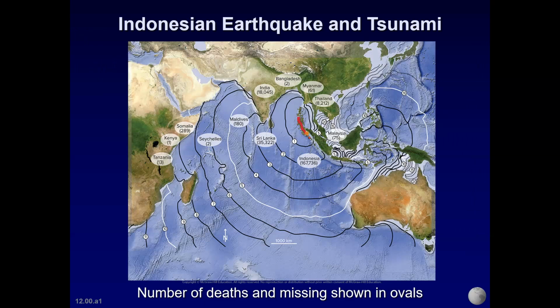Starting off with the Indonesian earthquake and tsunami. This was December 26, 2004. It was the strongest earthquake at the time to have occurred in 40 years. And what we see here is the epicenter. That's the surface above which the earthquake originated, and basically time in hours for which the tsunami traveled outward. So 1, 2, 3, 4, 5, and so on.